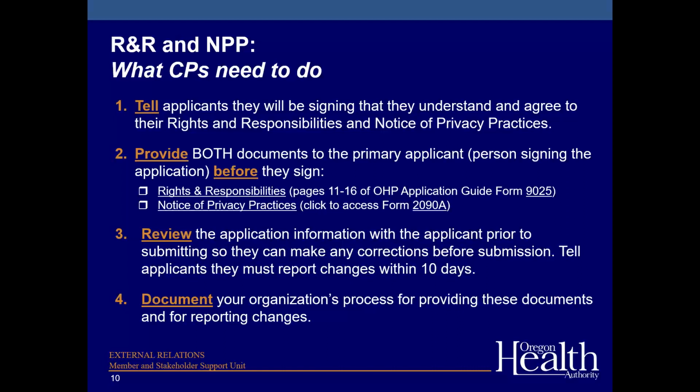So it doesn't need to go to everybody, just the primary applicant, but it must happen before they sign. Now, I've put some links in here to what we think is the easiest way to access these documents. So for rights and responsibilities, the full set of those for the medical is contained on pages 11 through 16 of the OHP application guide.